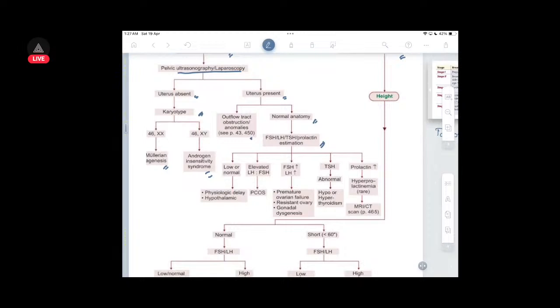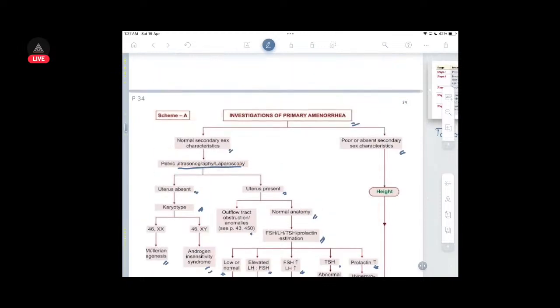If it's low or normal, then there is physiological delay or hypothalamic cause. If LH is elevated, you think of PCOS. If FSH or LH is increased, you think of premature ovarian failure, resistant ovary and gonadal dysgenesis. If TSH is abnormal, then hypo or hyperthyroidism. If prolactin is increased, hyperprolactinemia, you have to do MRI or CT scan.